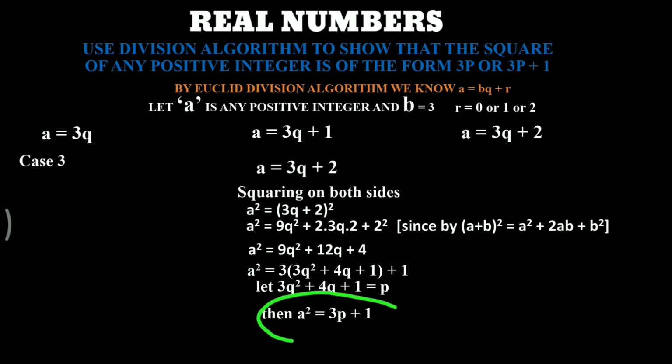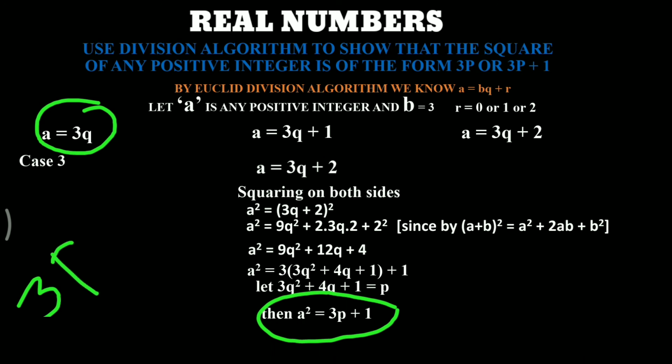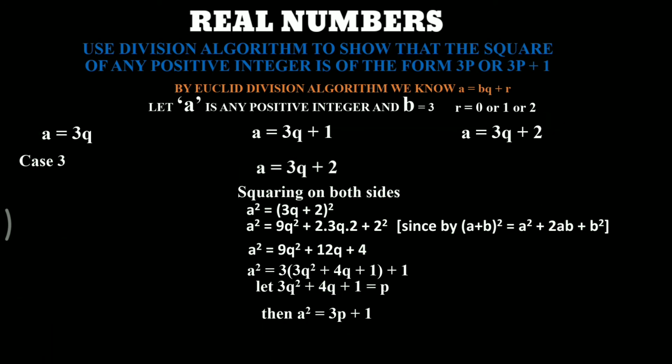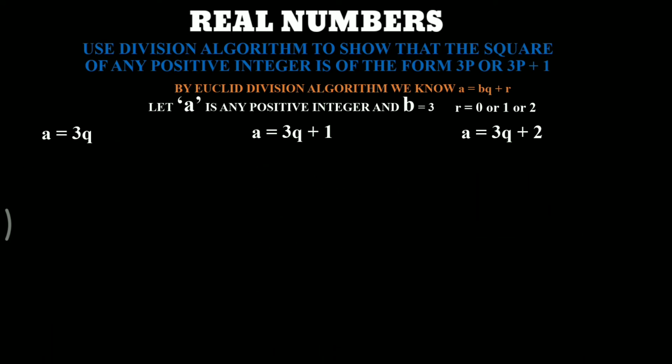So if you observe the 3 different cases, in the first case, that is a is equal to 3q, we expressed it in the form of 3p, and the remaining 2 cases we expressed in the form of 3p plus 1. So take the square of any integer, either it will be in the form of 3p or it will be in the form of 3p plus 1.